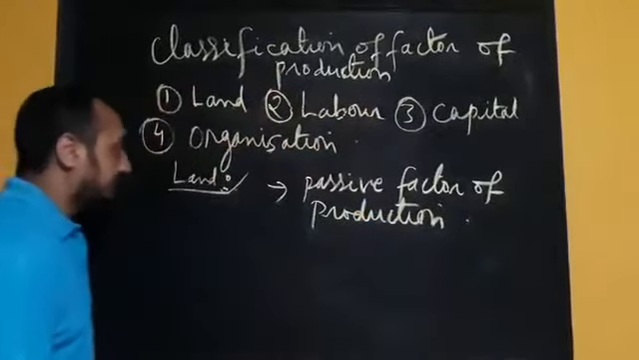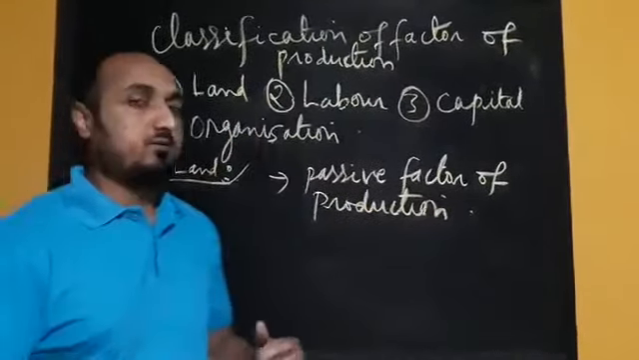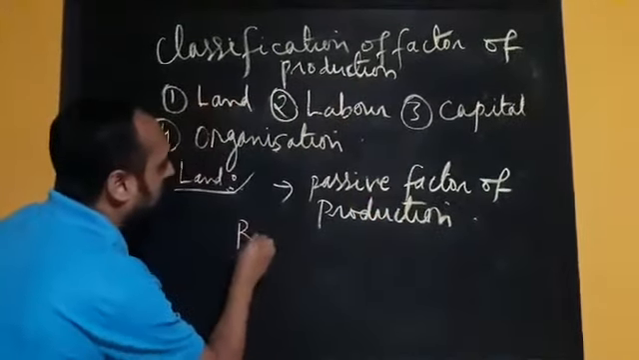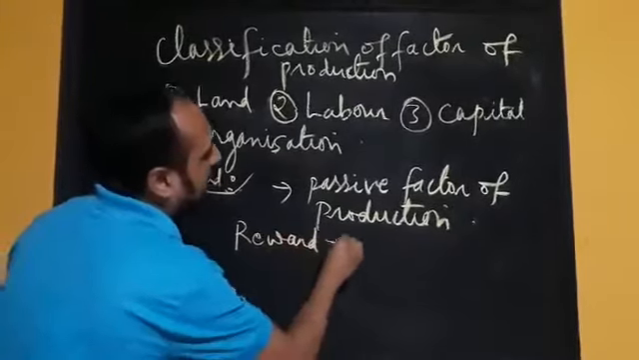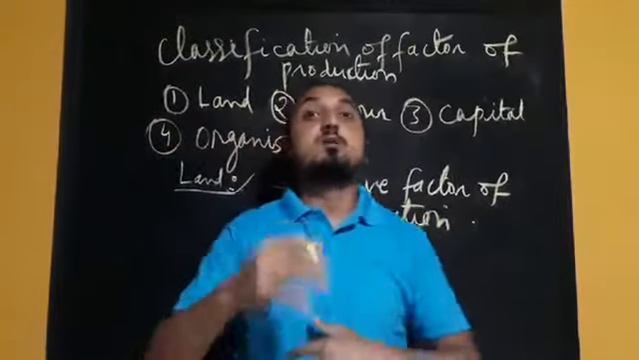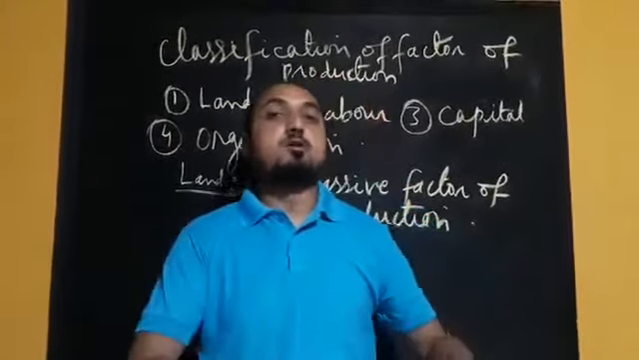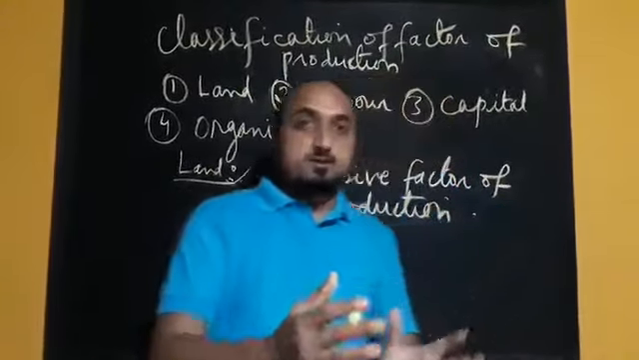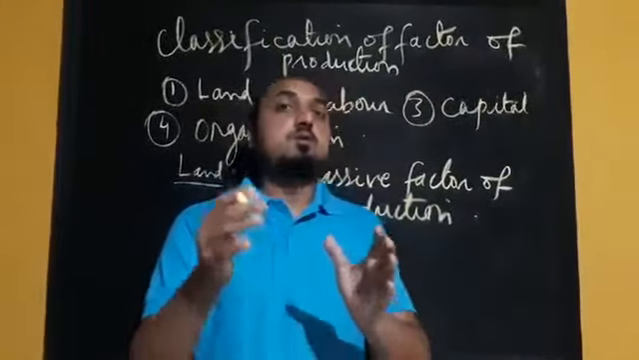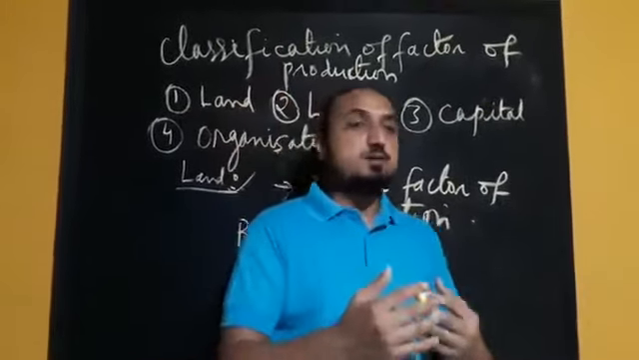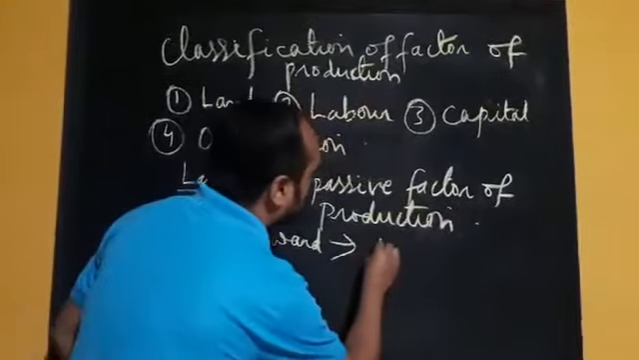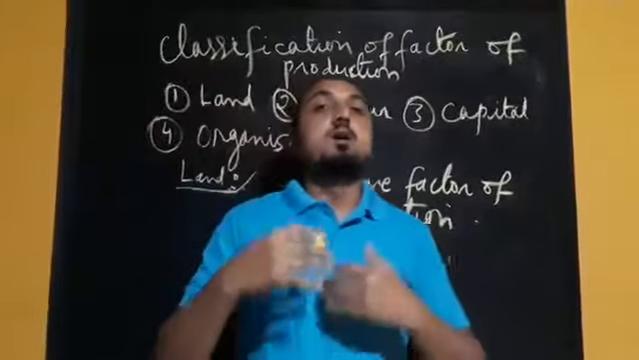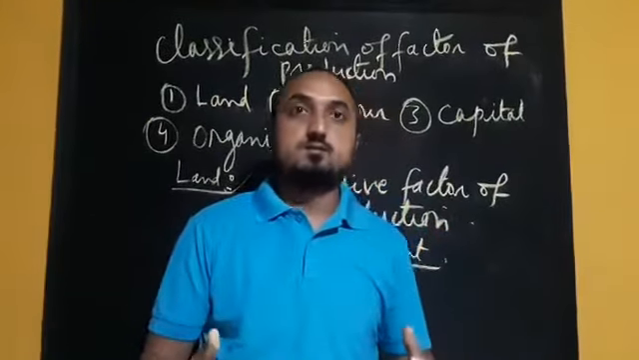Now the next thing, what is the reward for land? Reward means factor payments. Whenever you are using land, land also gets some factor payments, or returns, and that is called rent. Okay, rent is the reward for land.